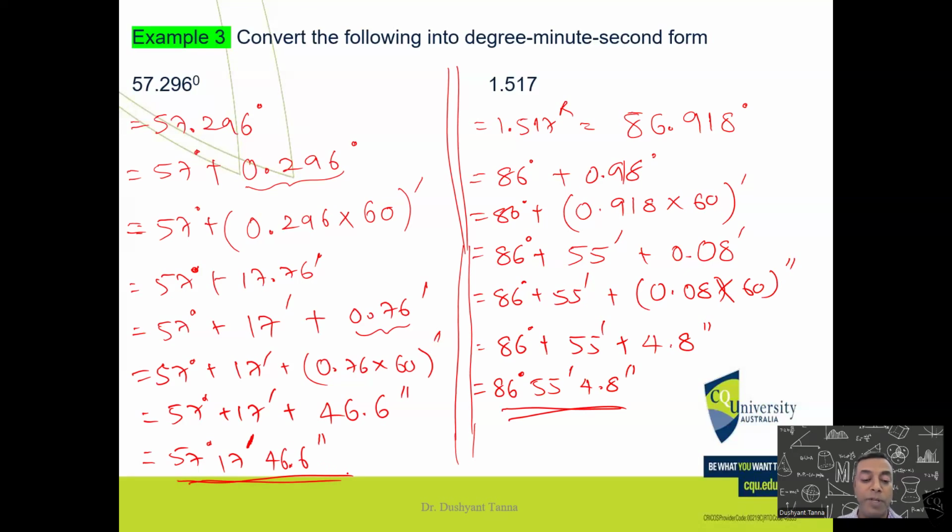So what's the first step you will do? Convert the radian into degrees using that 57.296. Once you have that degree, split the whole number and the other number. And then once you got the minutes, split it, 55 and 0.08, just split that one. So 55 is separate, and then you got 4.8 seconds. So it's 86 degrees, 55 minutes, and 4.8 seconds. Cool.